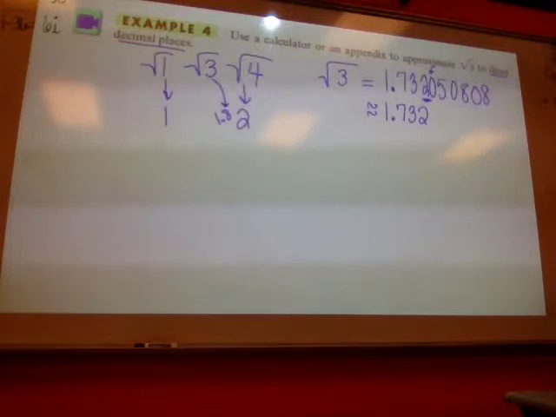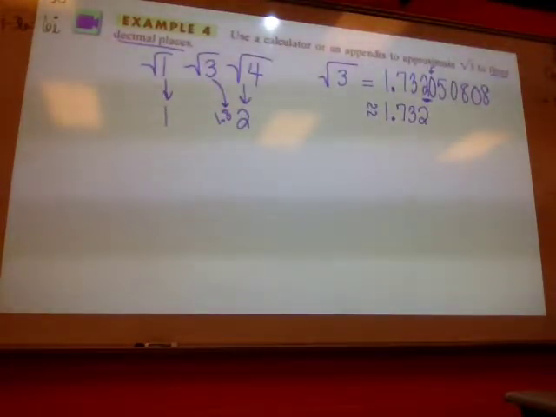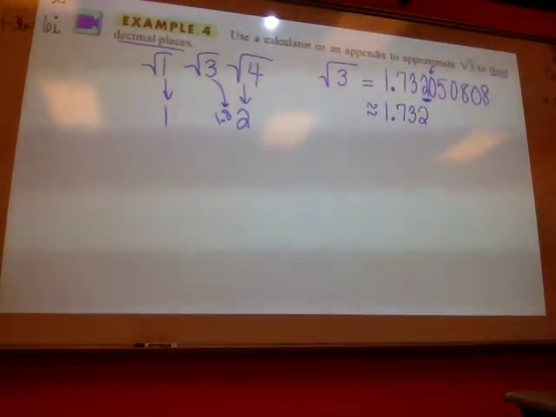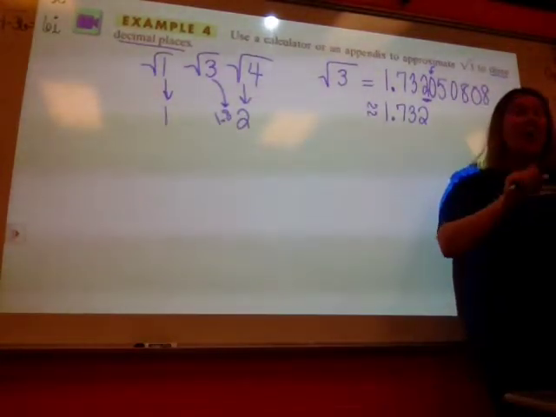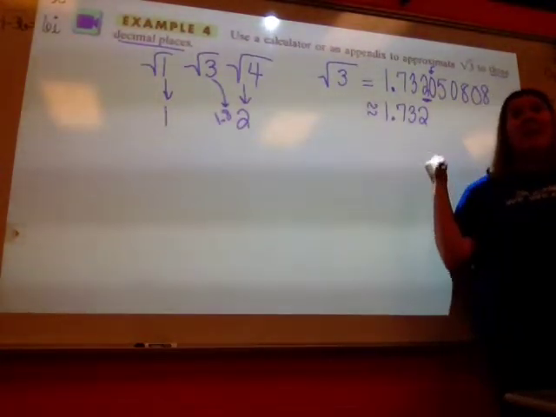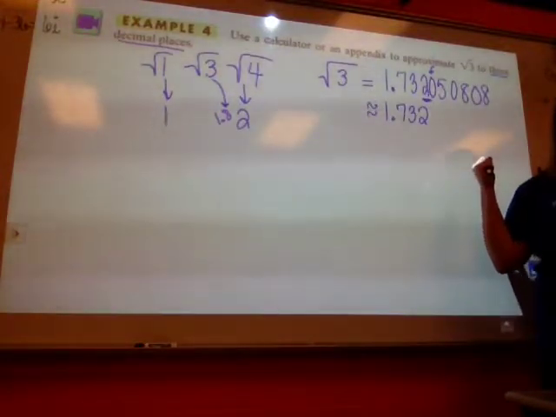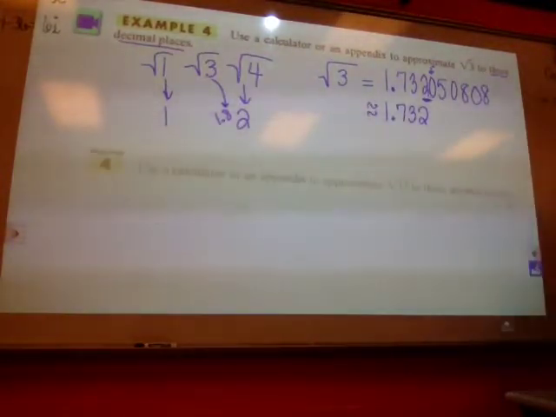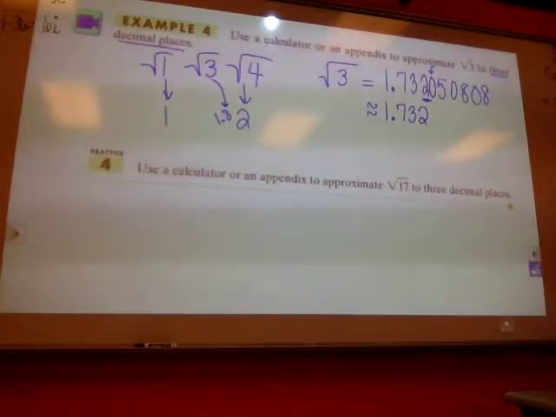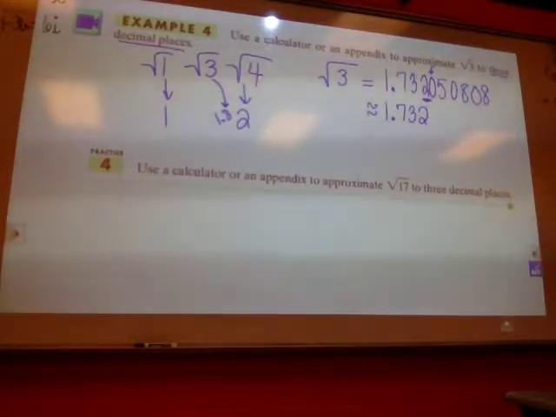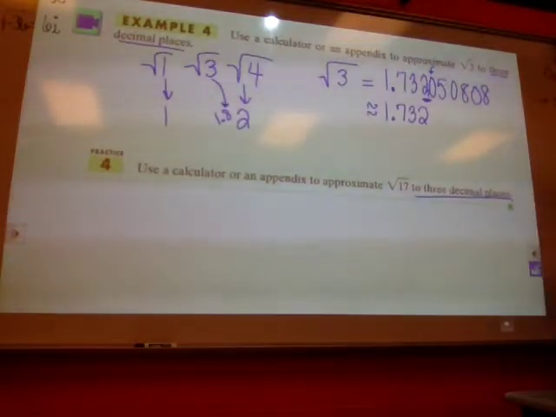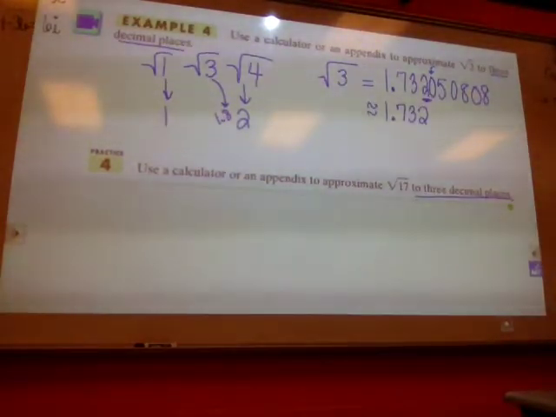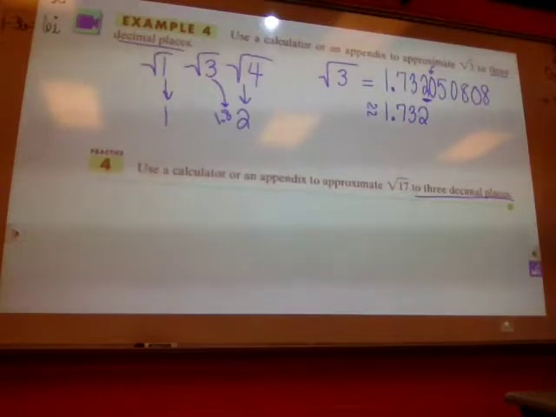So 1.732 would be where I would need to stop my answer. And here's the thing, guys. This doesn't seem hard, but if you can't round correctly, it's going to get counted wrong. Okay? So what I'd very quickly and efficiently like for you to do is use your calculator to correctly round to 3 decimal places the square root of 17, quickly and efficiently.